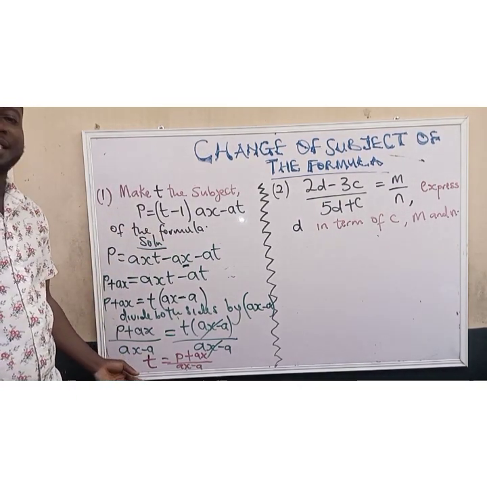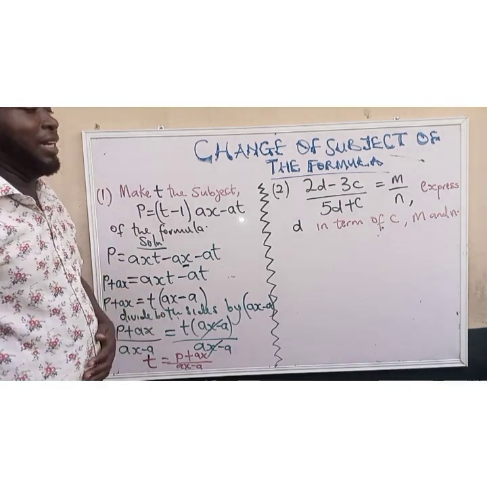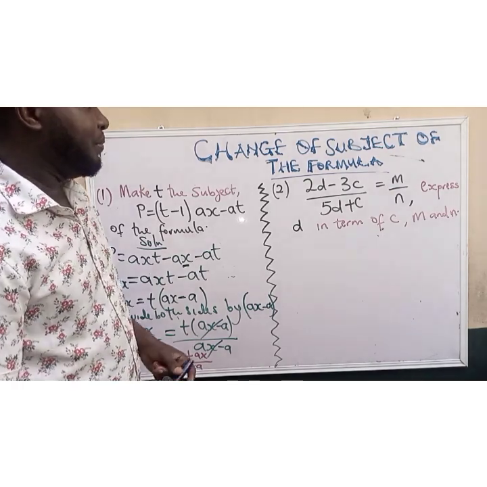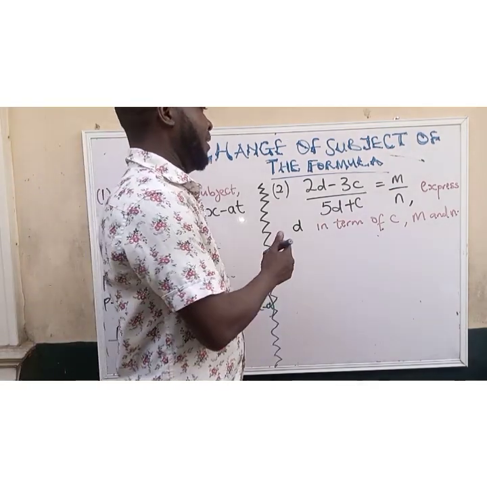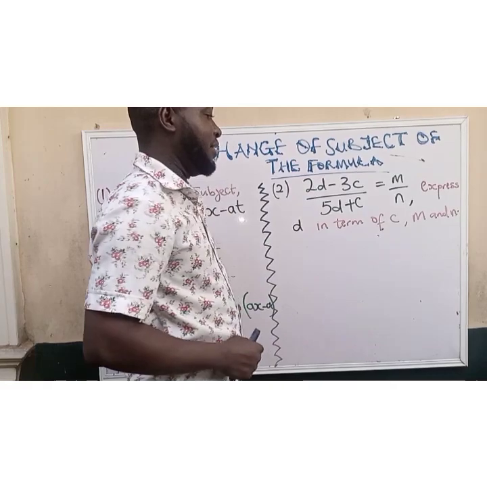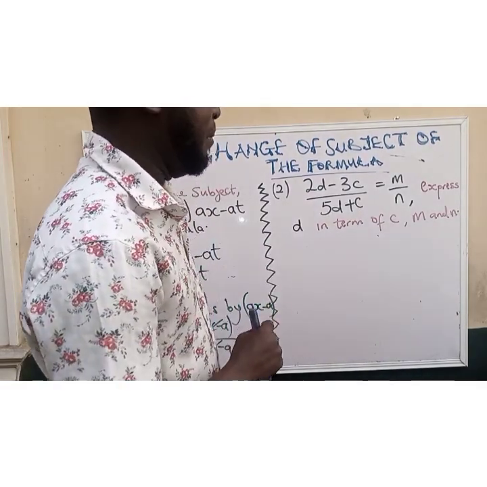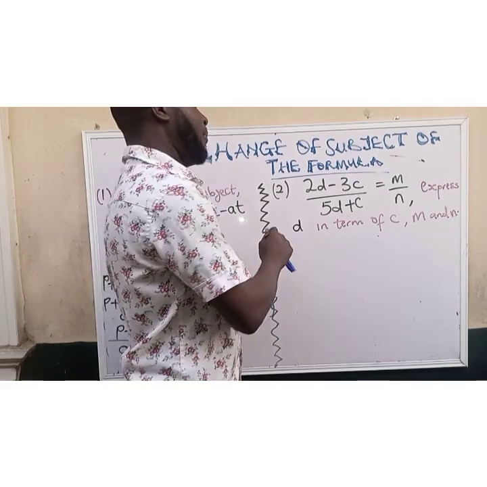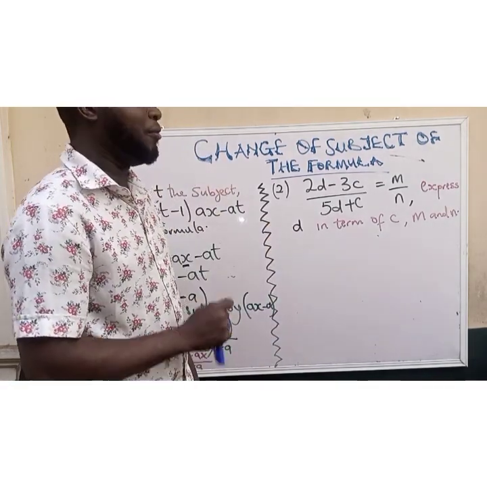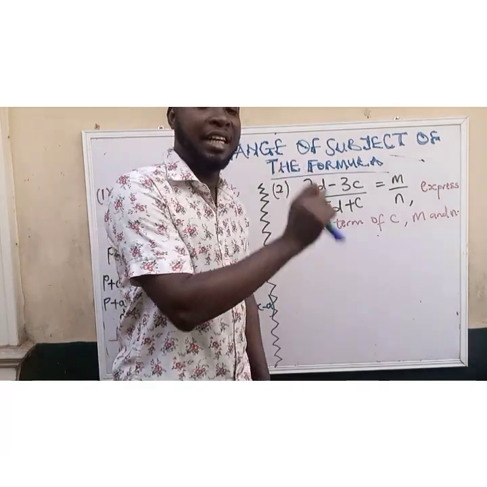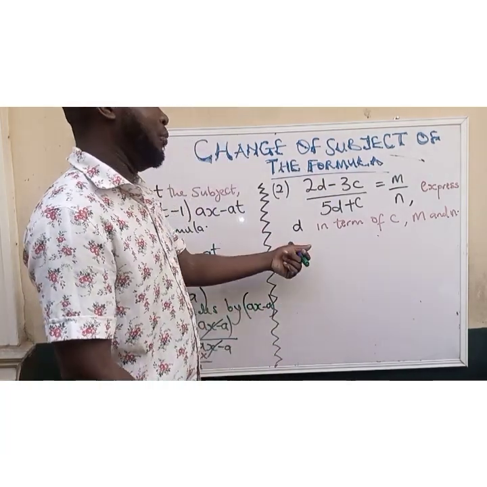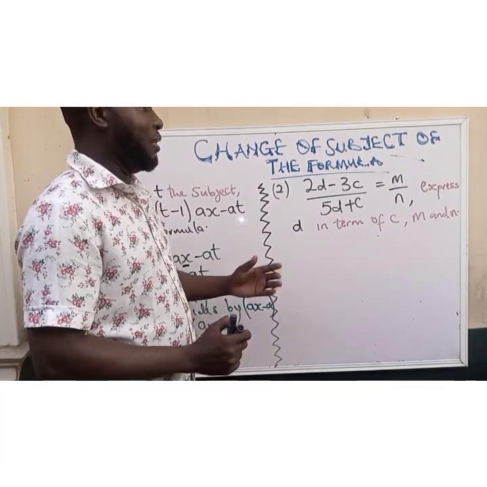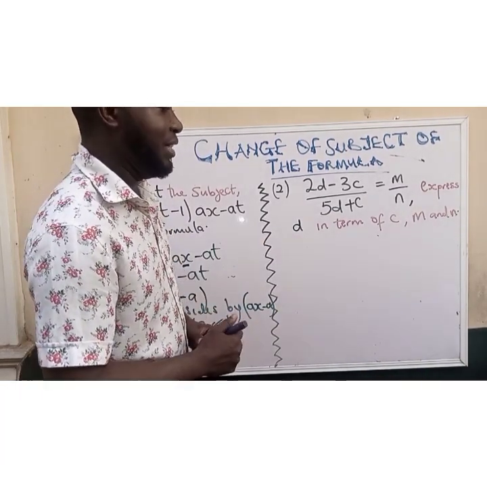Here we have made t the subject of the formula. You can see it's very easy to solve. Now let's move on to the second one. The second one says (2d minus 3c) all over (5d plus c) equals m all over n. Express d in terms of c, m and n. What this simply means is that we should make d the subject of the formula.